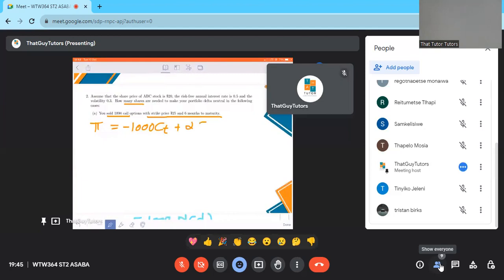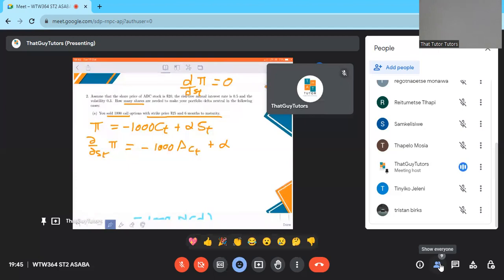In that case, you are going to apply the derivative on both sides. So the derivative with respect to S_t of Pi is going to be equal to minus 1,000 times the delta of the call, plus alpha times the derivative of the share with respect to the share price, which is just 1. And this thing has to be delta neutral, so it equals 0. So you would have minus 1,000 delta C_t plus alpha equals 0. So basically alpha is going to be 1,000 delta C_t.